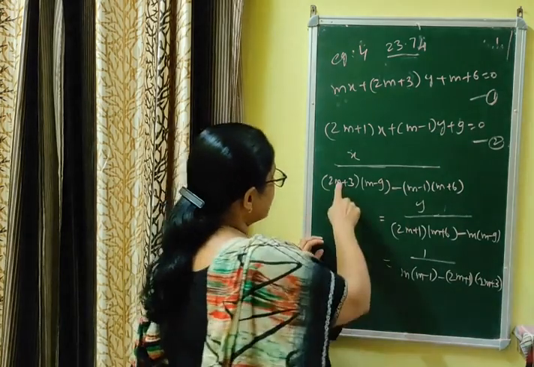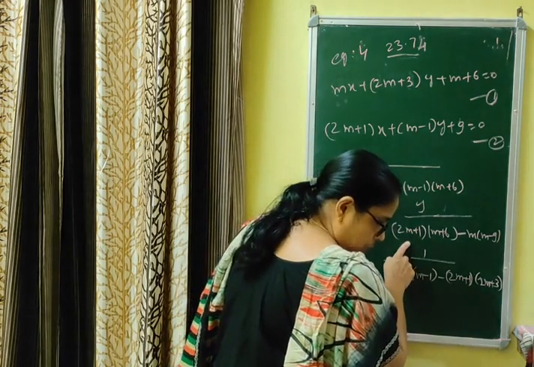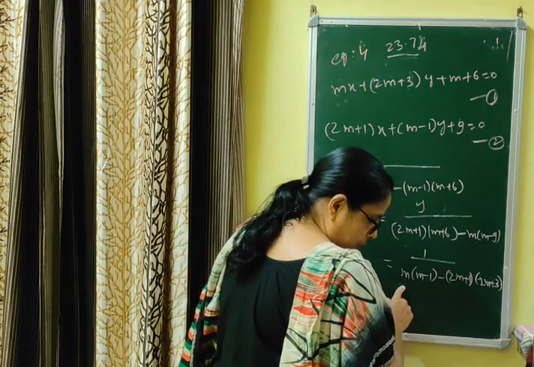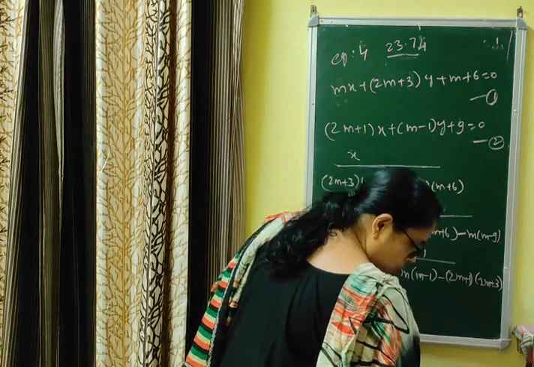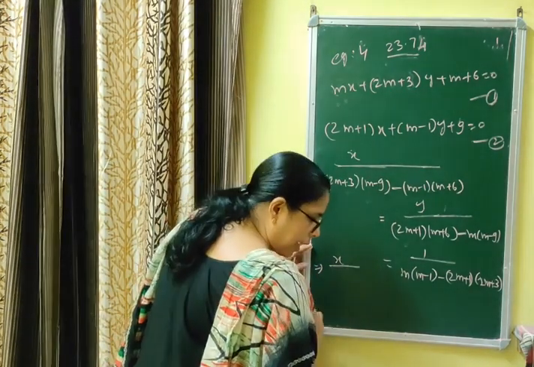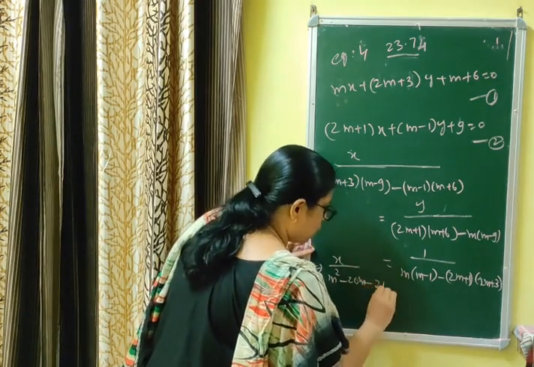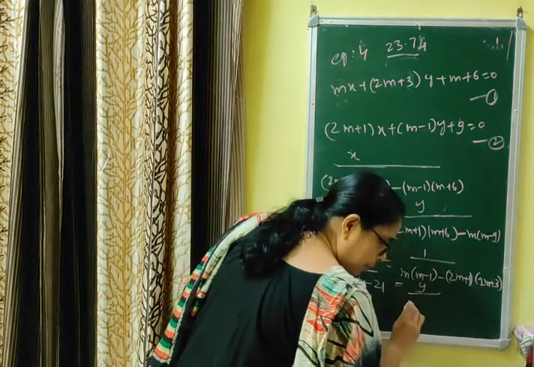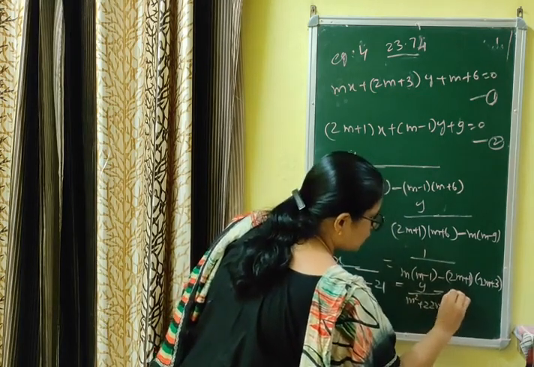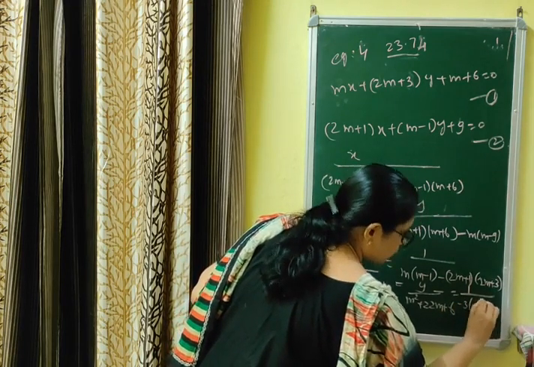तो वैल्यू डाल दिया. Now this question is a little bit long, so I have to rub the board. x upon, by solving it you get m square minus 20m minus 21, that is the denominator of x, is equal to y by m square plus 22m plus 6, is equal to 1 upon minus 3 into (m square plus 3m plus 1).